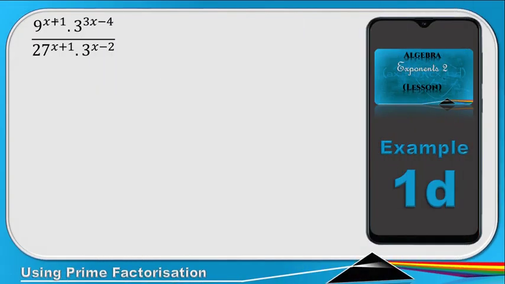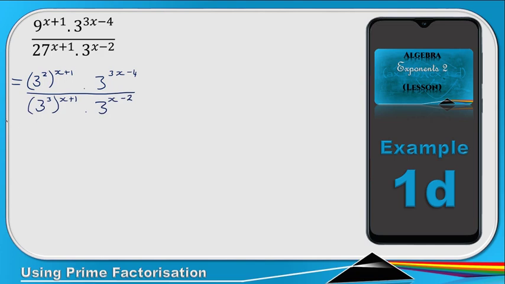Right, and then for this one, start off again by prime factorizing. So that's 3 squared. Then we have to the power of x plus 1 times 3 to the power of 3x minus 4. And that's over 3 to the power of 3, and then x plus 1. And then times 3 to the power of x minus 2.